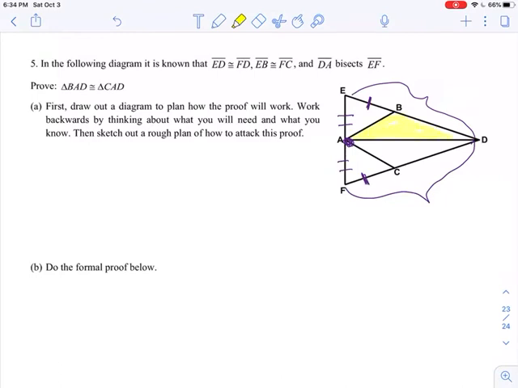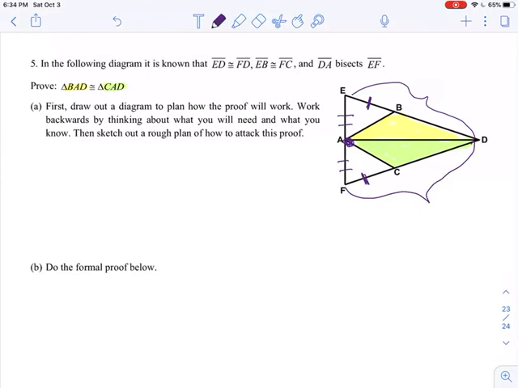I want to prove that triangle BAD, and I'm going to highlight these, BAD is this one right here, is congruent to, sorry about the dog, CAD, this guy right there. So I'm going to try and prove those triangles are congruent to each other. So it says, first draw out a diagram to plan how the proof will work. Work backwards by thinking about what you will need and what you will know. Then sketch out a rough plan of how to attack this proof.